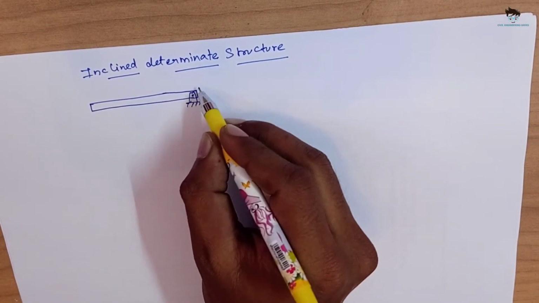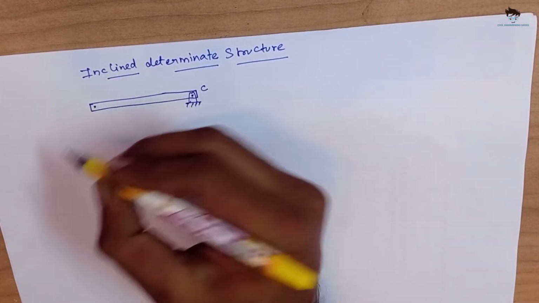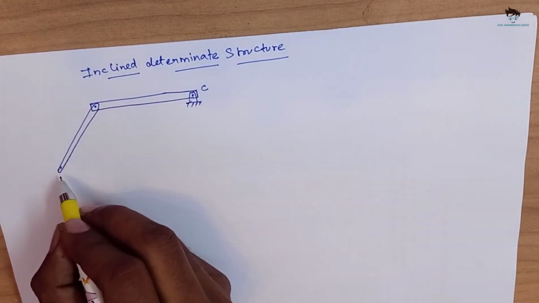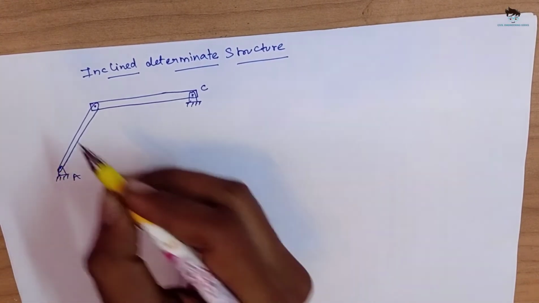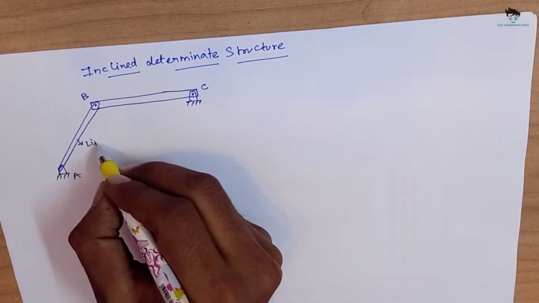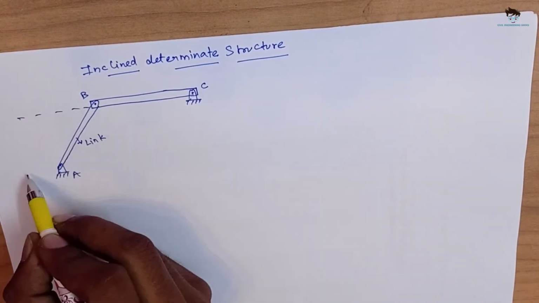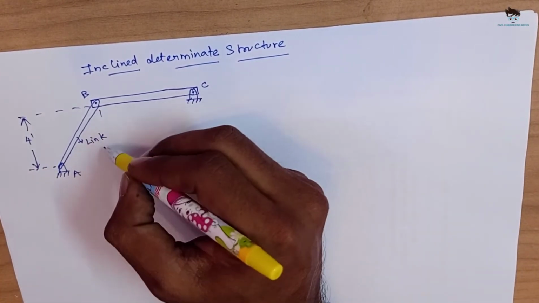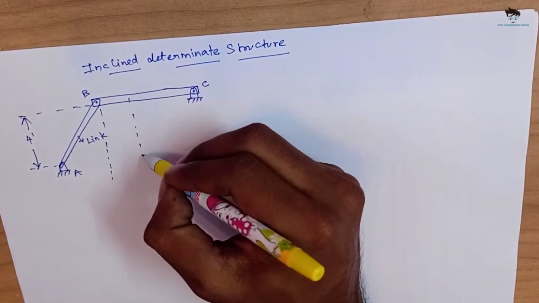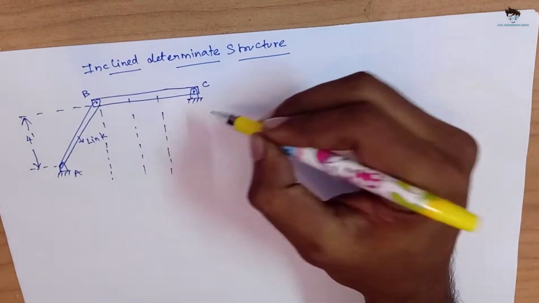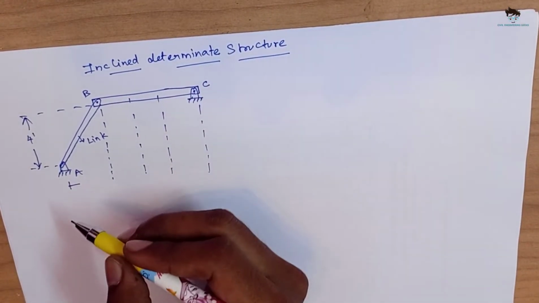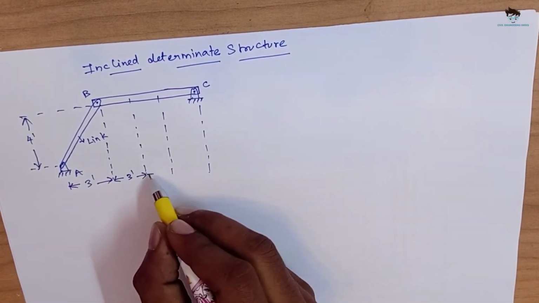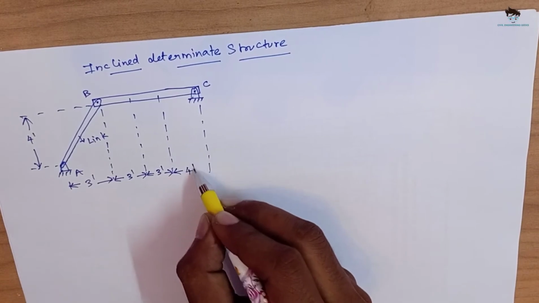At the end B, an inclined link was attached using a pin joint. At the other end of the link, it was supported with a simple support again. The vertical height of the inclined support is 4 feet. And the horizontal distance has been divided into 4 parts. From A to B, it is 3 feet, and the second and third part is also 3 feet. And finally the fourth part of the horizontal distance is 4 feet.